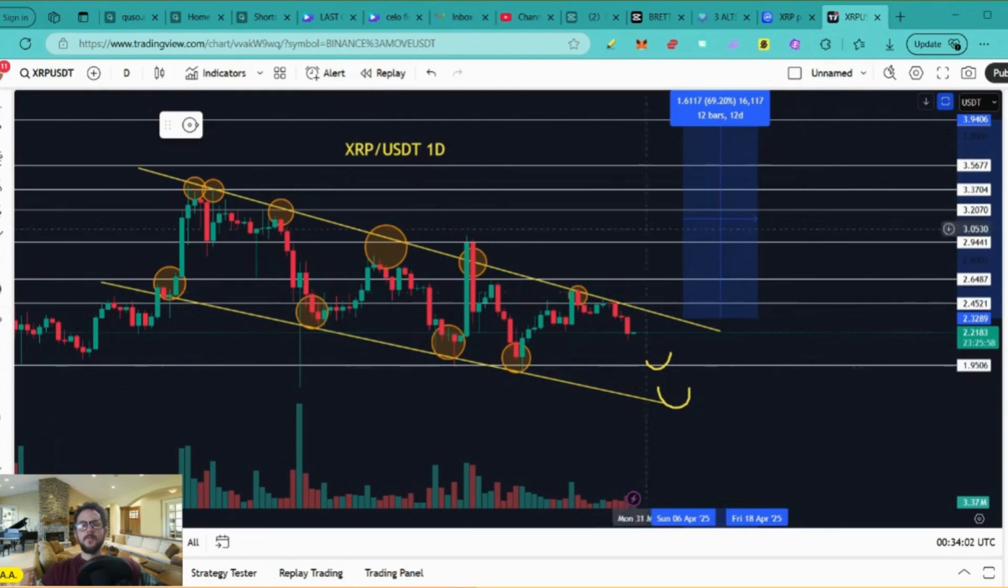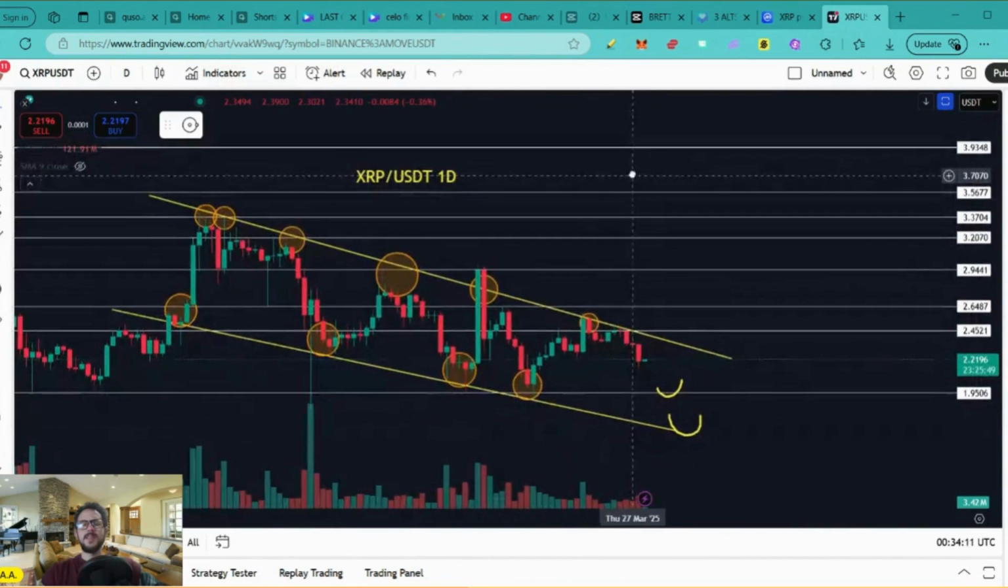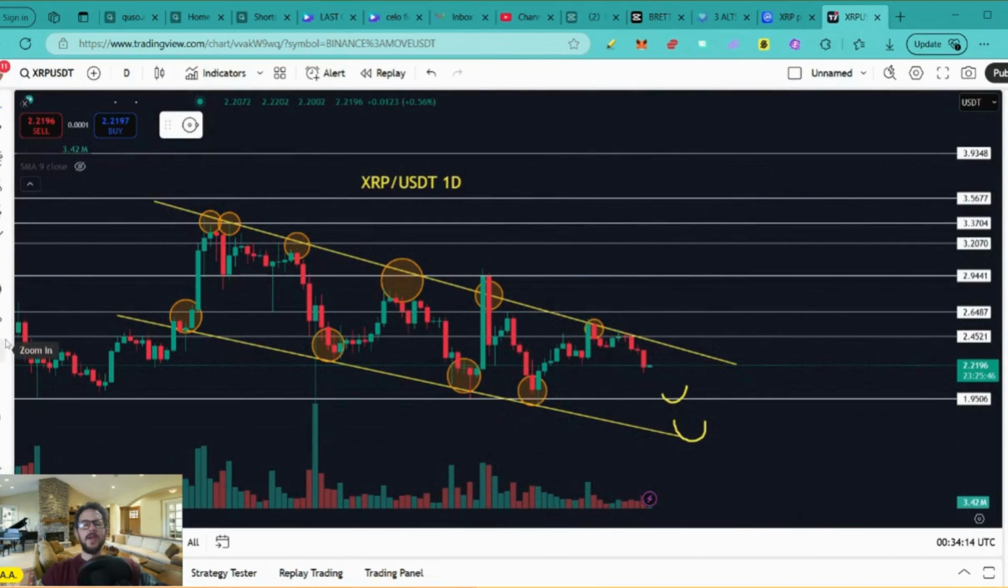But remember that XRP is a large cap. Its market cap is well into the billions already, so it needs a lot of liquidity to flow into it in order to pull a 69 to 70% move, guys. It's not going to happen easily. And we are looking at the daily chart, so it might take some time for it to happen.